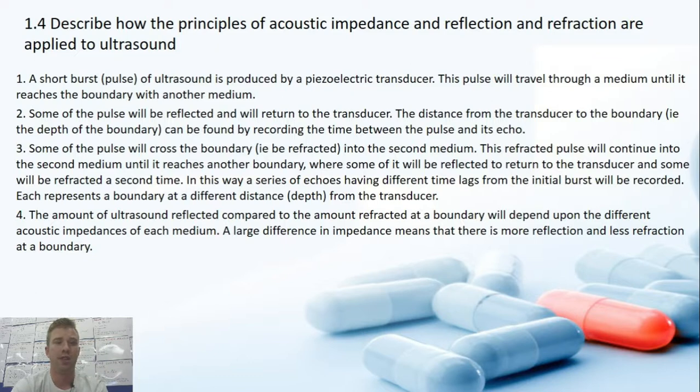The amount of ultrasound reflected compared to the amount refracted at the boundary will depend on the different acoustic impedances of each medium, which we just learned in 1.3. A large difference in impedance means that there is more reflection and less refraction at the boundary, and you might want to underline that down for your notes.